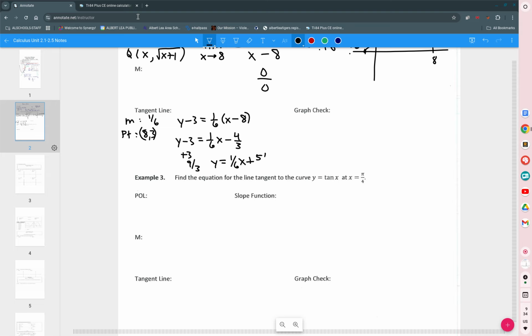I will add 3, otherwise known as 9/3, over to the other side, and I get y is 1/6 x plus 5/3. Now, I've gotten to know you guys pretty well. I know what you like and don't like, and I know that you like to know if your answers are correct on the test, right?